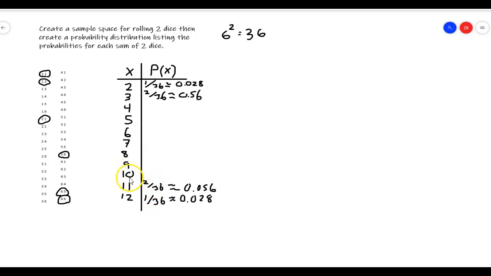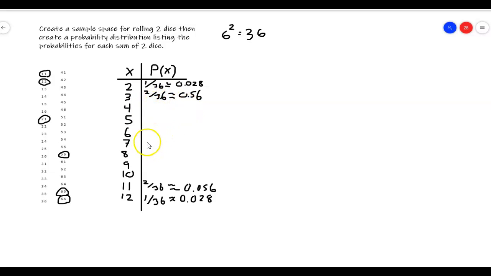For 10, we're going to find 3 ways to get a 10. You can get a 6 and a 4, you can get a 5 and a 5, and you can get a 4 and a 6. So that'll be 3 out of 36. The same thing with 4. You can get a 1 and a 3, a 3 and a 1, or a 2 and a 2. So those will be 3 out of 36.